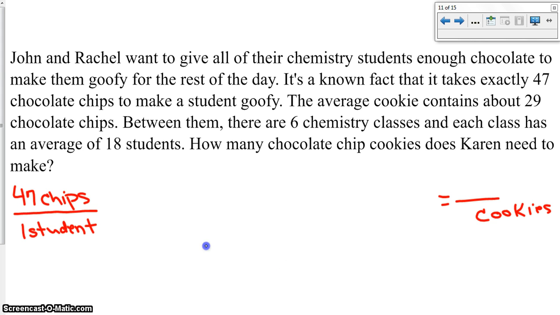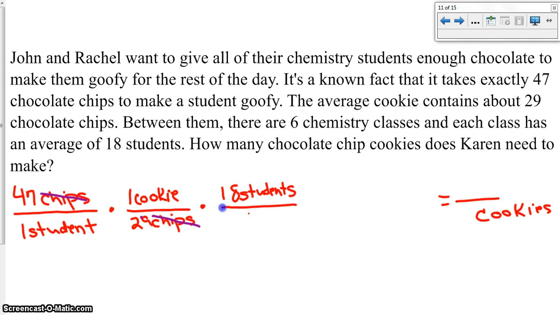Well, let me see. I know that one cookie takes 29 chips. Now, if you want at this point, as you do this, you can go ahead and use that identity property of multiplication to make yourself a lot easier. So right now you have cookies, okay, per 29 students. Well, this isn't really going to help me, Miss Rose. Let me try something else. Okay. Let me see. Oh, wait, Miss Rose. I know that there are 18 students for every one class.